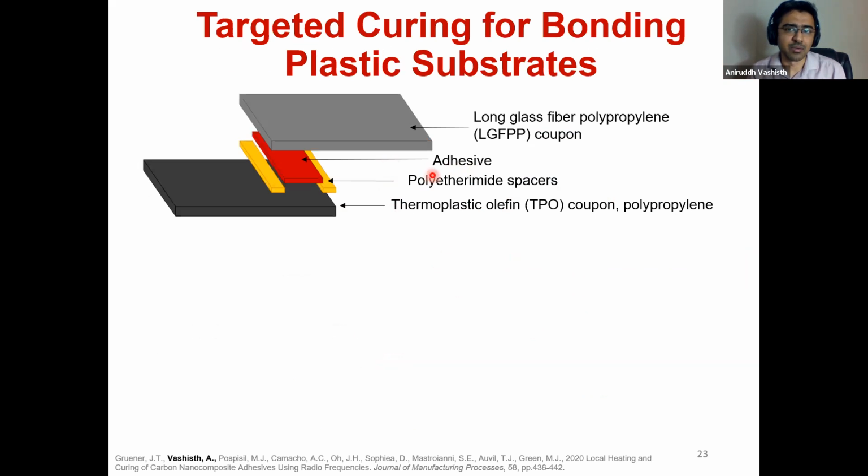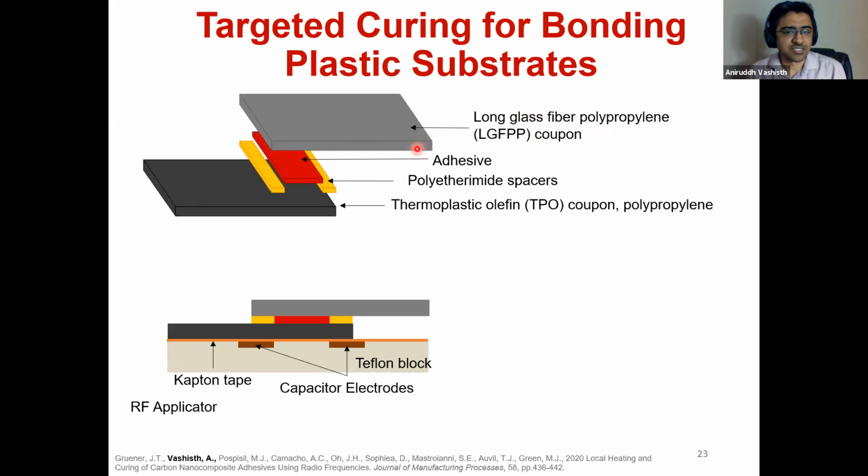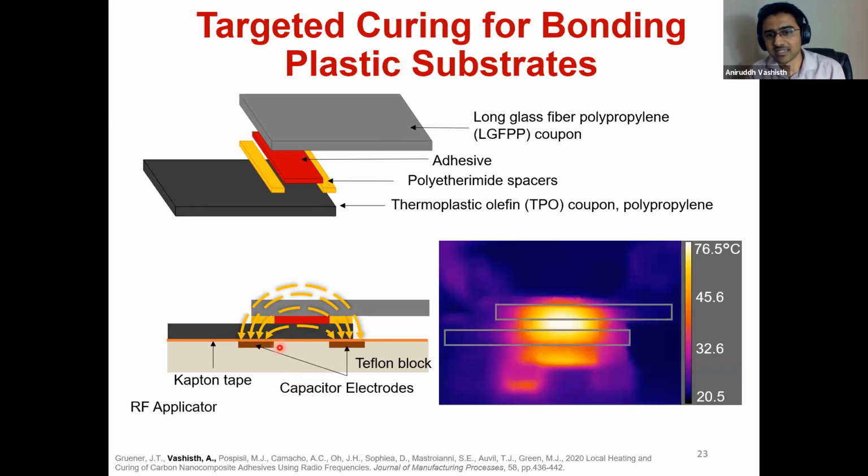So this is the experiment that we carried out. We used 2 types of plastic substrates. Both were made up of polypropylene, but one of the substrates was reinforced by glass fiber. So this is the side section. These are the capacitor electrodes, and we use fringing field applicators.